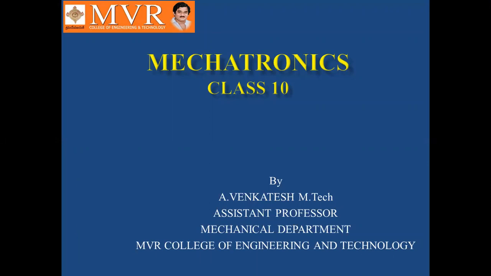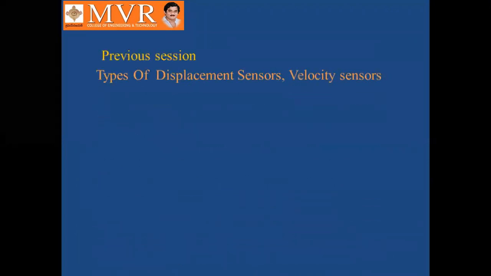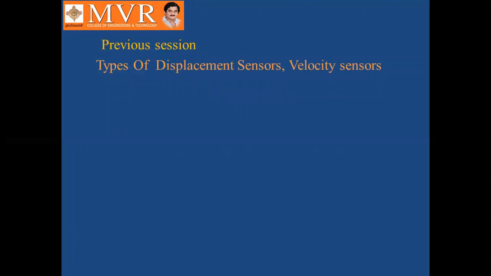In the previous session, we discussed some kinds of displacement sensors as well as the velocity sensors. So in this session, we are going to discuss the motion sensors. What are the kinds of motion sensors? How do we specify the motion?